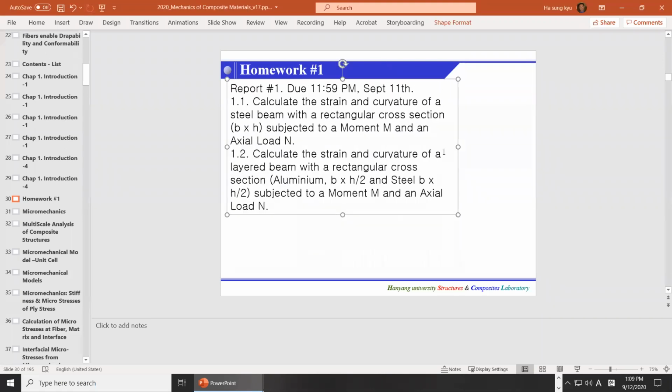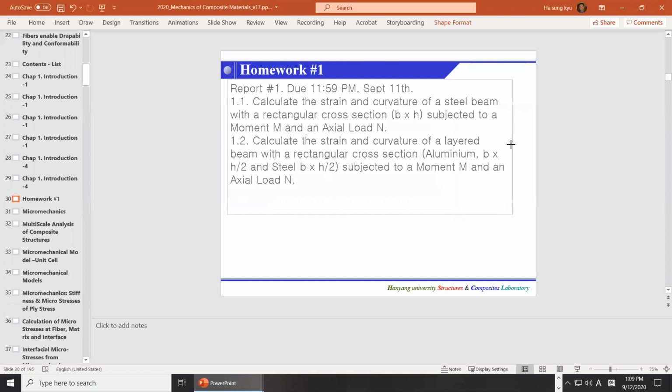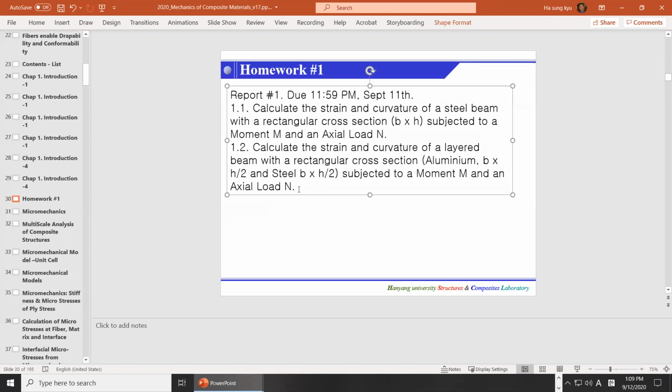지난 시간에 리포트가 이렇게 나가 있었죠. 이거를 같이 한번 discussion. Last week we have a report.